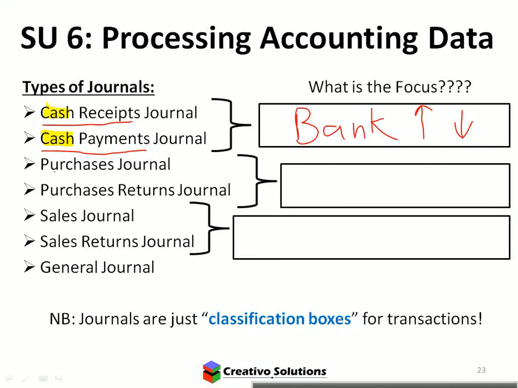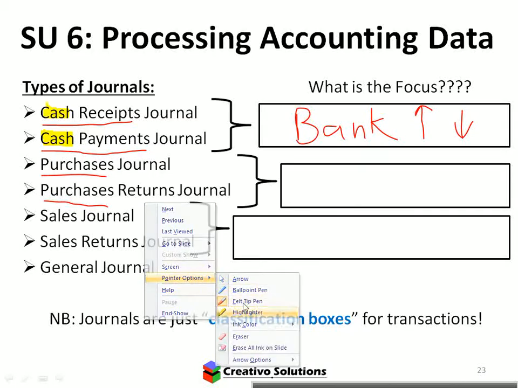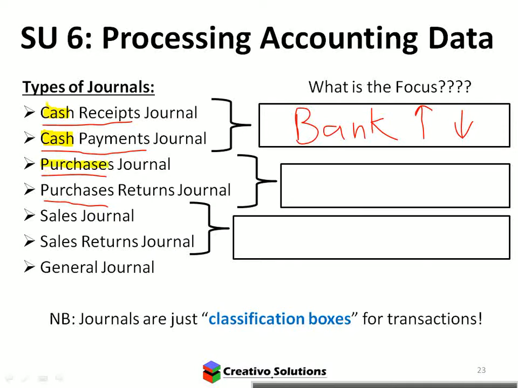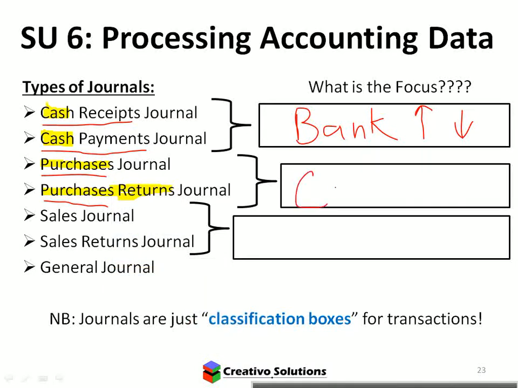Right, purchases and purchases returns. Who do you make purchases from? Your supplier. Right, and that refers to a journal that's owing, okay, that you have an outstanding liability. So purchases and purchases returns relates to creditors. Again, up or down, increase or decrease. Right, but that's the focus. It's the creditor. I think I might even have written this in, though.